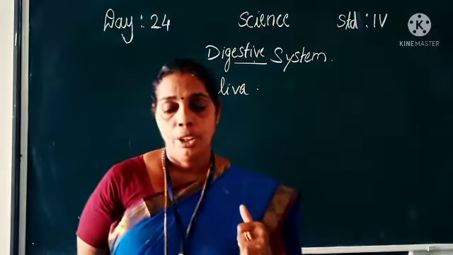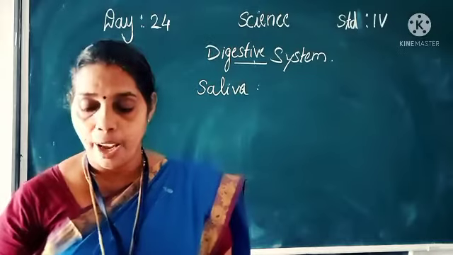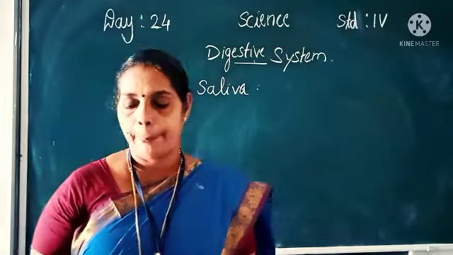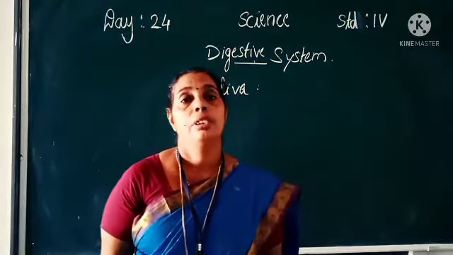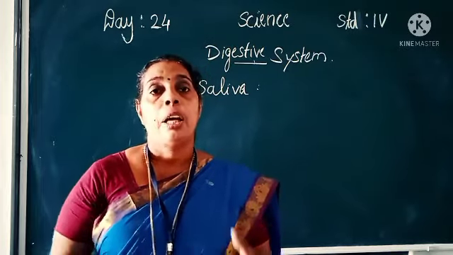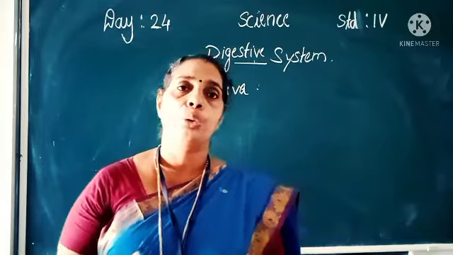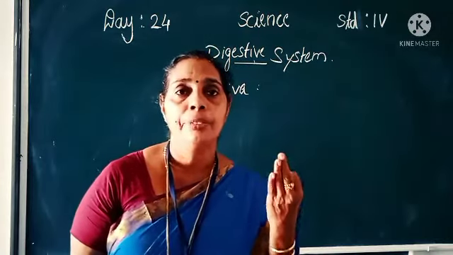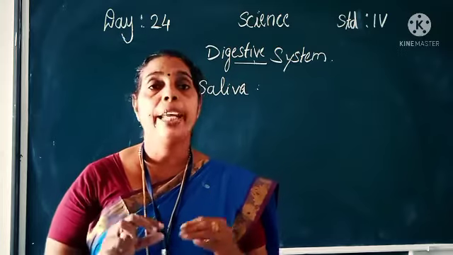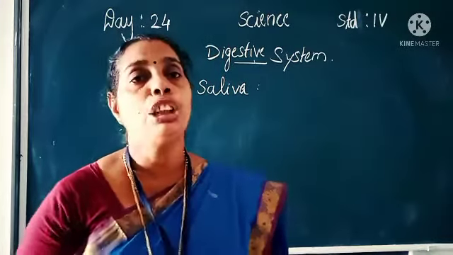Then fourth step: the juices produced by the stomach, liver and pancreas are added to the food. Then the food will break up and be digested. When food reaches the stomach, some juice is added. Where does the juice come from? Liver, pancreas and stomach. The juices break the food down so that digestion is possible. That process is called what?